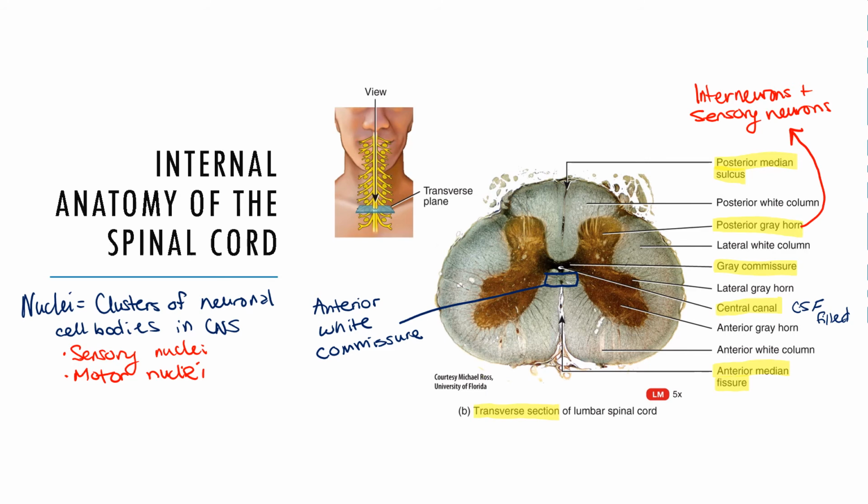Now, cell bodies of sensory neurons are located in the posterior root ganglion of the spinal nerve. We will see that just a little bit later. Then on the anterior side, we have anterior gray horns. Now the anterior gray horns are going to contain somatic motor nuclei, which are going to be clusters of cell bodies of somatic motor neurons, and these provide nerve impulses for the contraction of skeletal muscles.